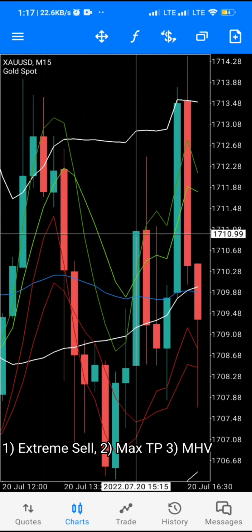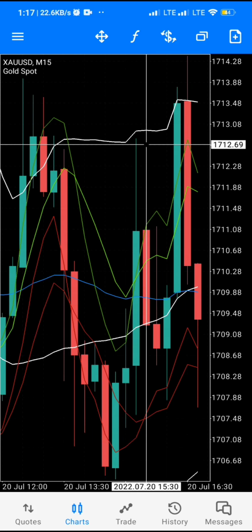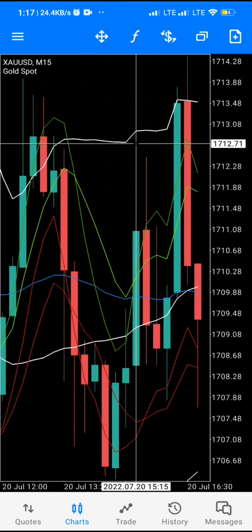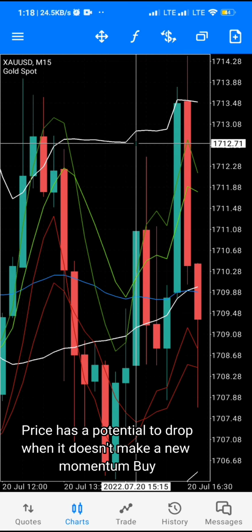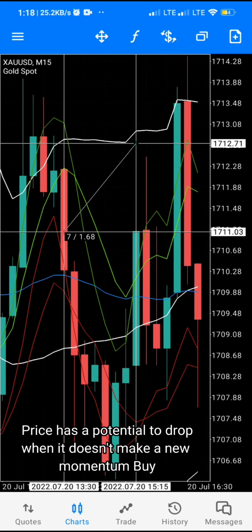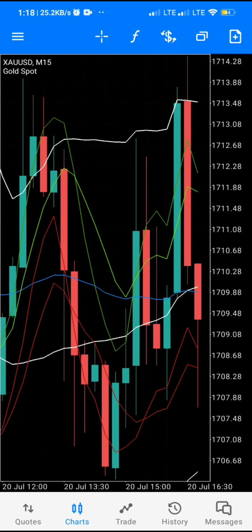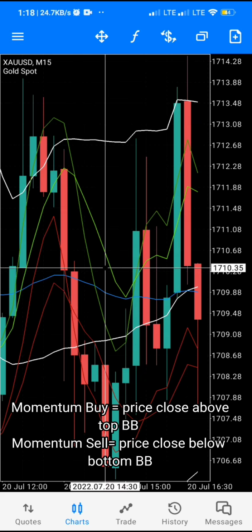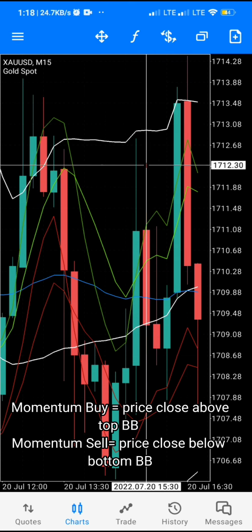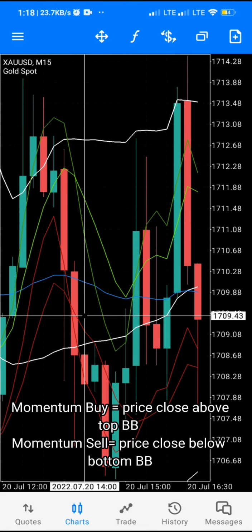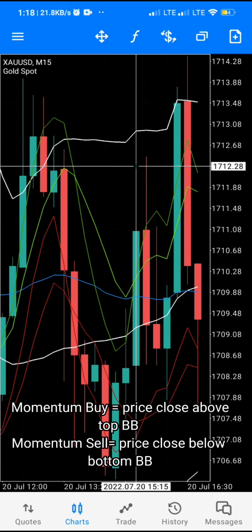Okay, so when price moves back up and fails to close above the bands, I can't stress enough the word close. The candle didn't close above, so this gives price a potential to drop since it couldn't make a momentum buy. A momentum buy or a momentum sell is when price closes above the top or the lower Bollinger Band. That's the momentum. It gives you direction on the market.